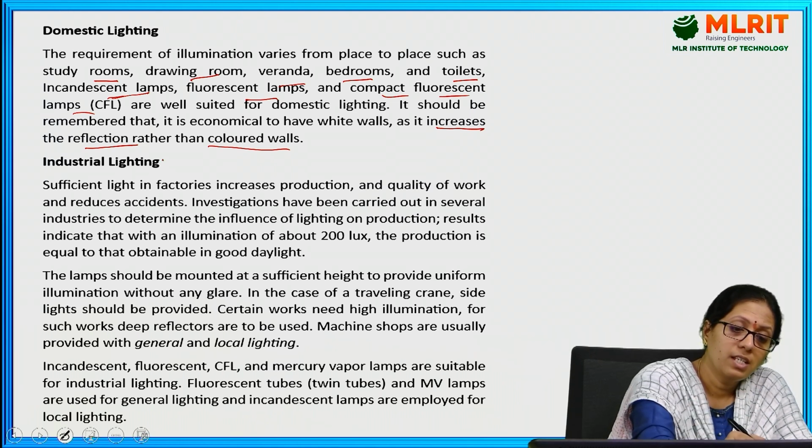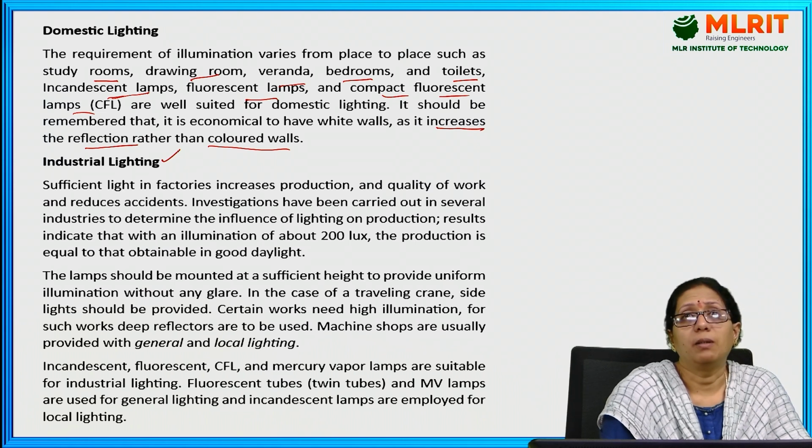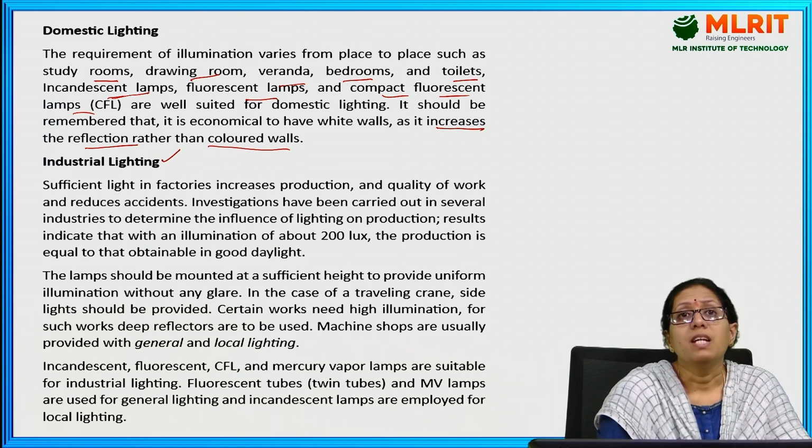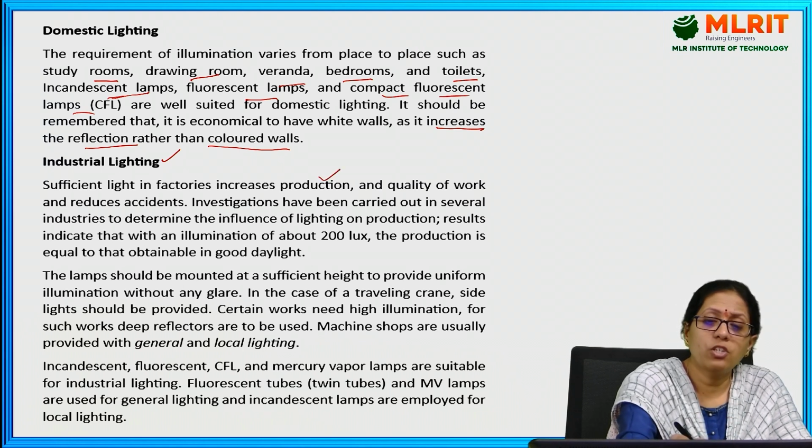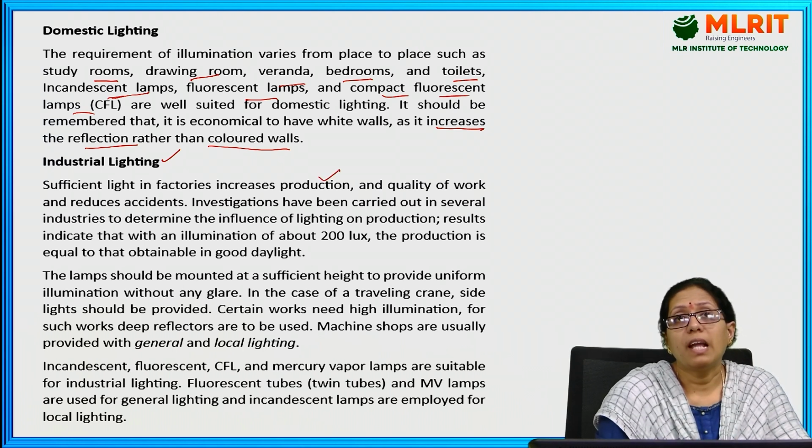Next one is industrial lighting. Sufficient light in factories increases the production. With sufficient light, we can increase the production in the factories. So for the quality of work and in order to reduce the accidents, we need to have a bright light.